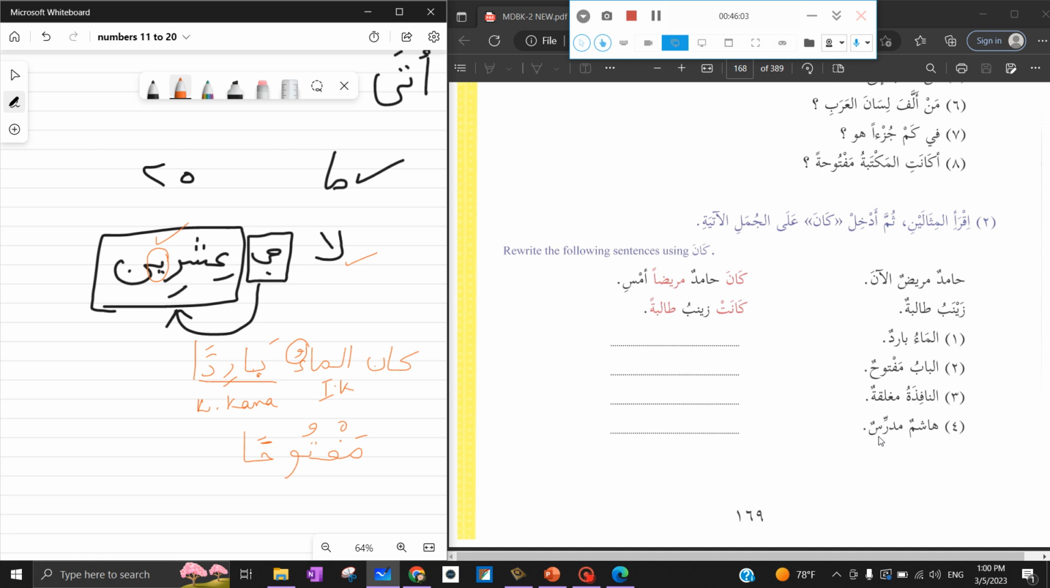Hashimun mudarrisun. Kana Hashimun mudarrisan. Now you can see here the difference between the letters and the ta marbuta. Whenever ta marbuta comes with a tanween damma, tanween fatha, it can take tanween fatha as in this case, mughlaqatun. It can take a fatha without alif. Mughlaqatun. But if any letter comes like in this case ha and sin, it will not come without an alif, like mudarrisan.